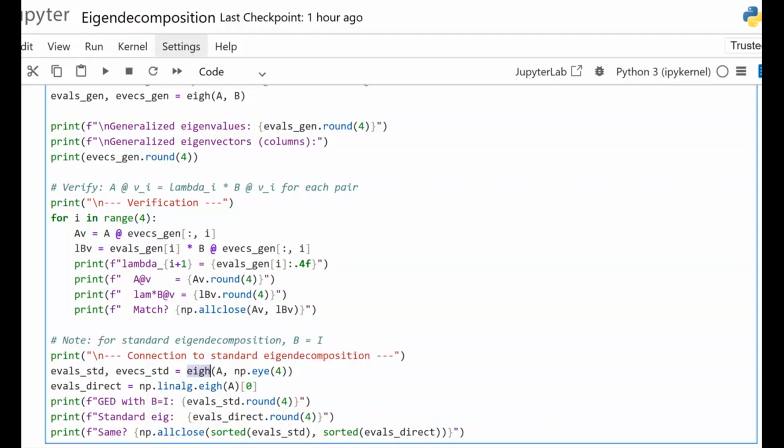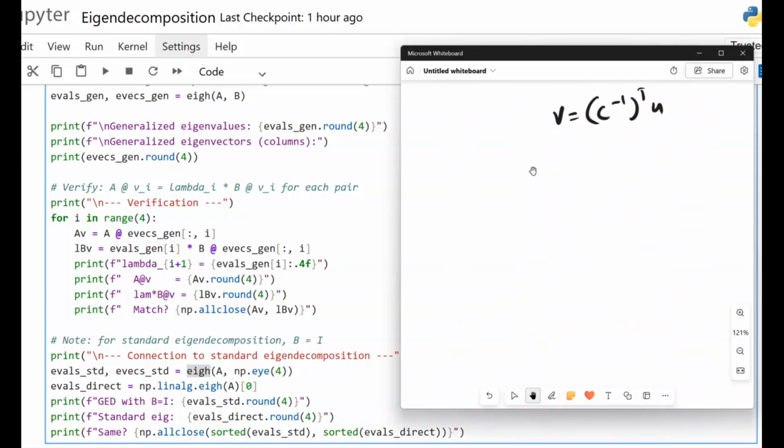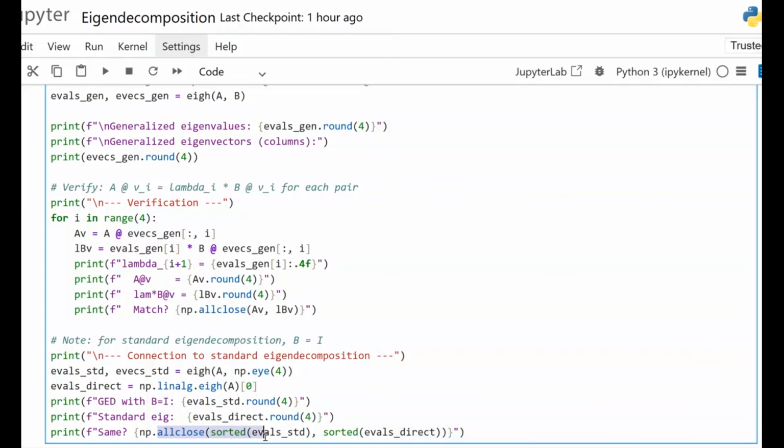And here kindly observe, when B is equal to identity, our GED, that is generalized eigendecomposition, reduces to A times V equals lambda times V. And here you can check this by using the allclose functionality, and yes, we get that the generalized solver matches standard eigendecomposition.